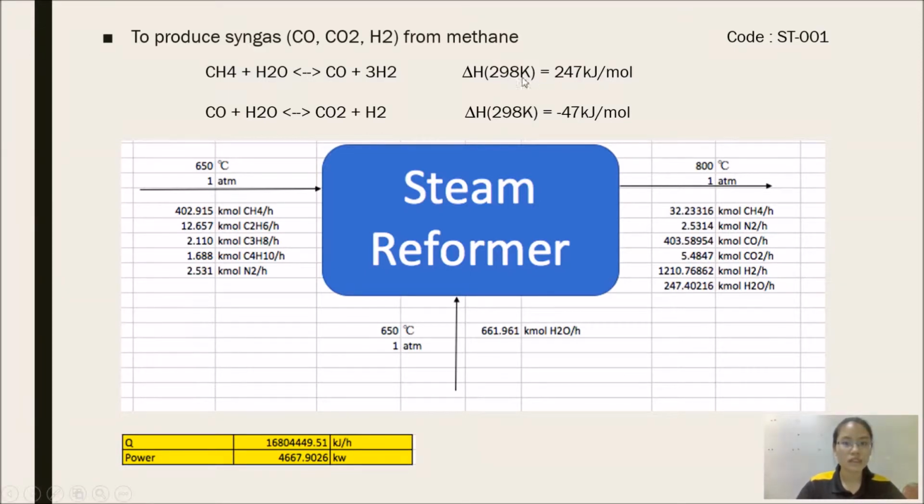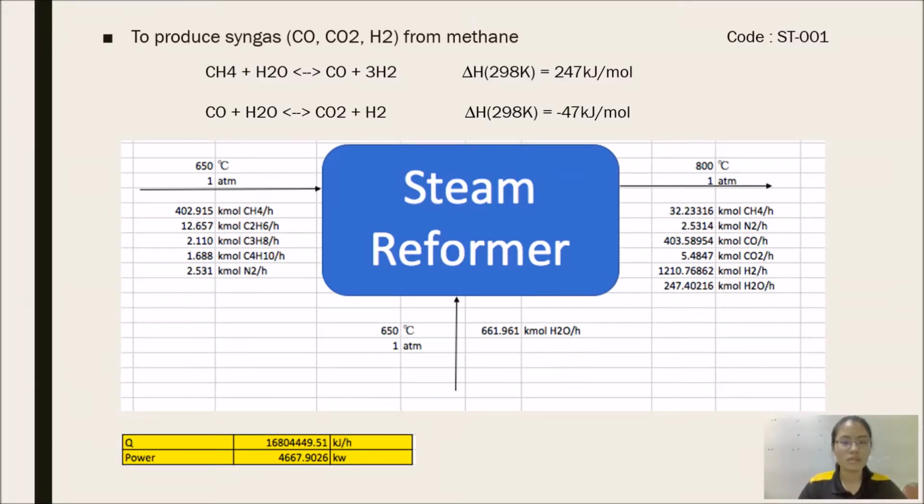And this syngas is the gas that we need to produce methanol. And this is the heat of reaction of the first and second chemical equations. The input temperature to the steam reformer is 650 degrees Celsius at 1 atm, and we also input steam to the steam reformer, at 650 degrees Celsius and 1 atm.